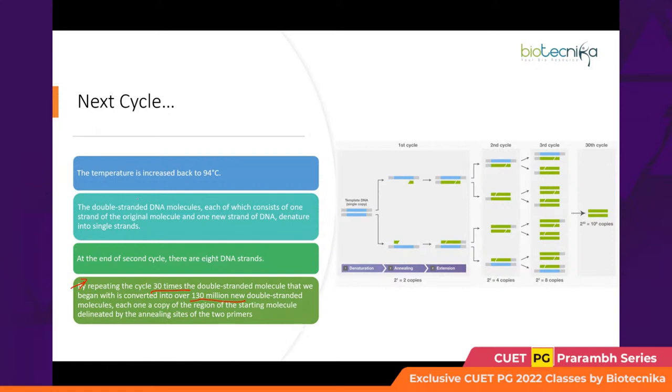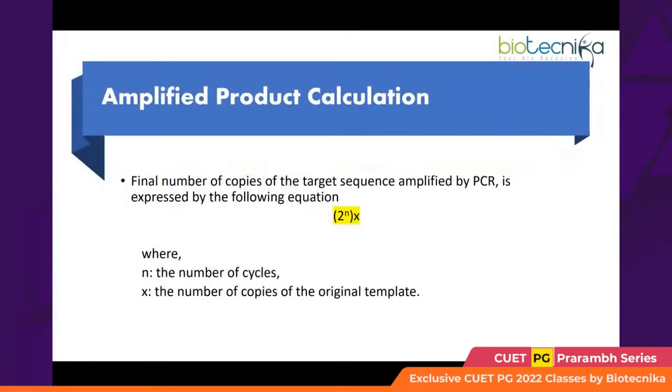So how many copies will we get at the end of the cycles? We can calculate that by this formula: 2 to the power n multiplied by x, where n is the number of cycles and x is the number of copies of the original DNA that we started our PCR reaction with.